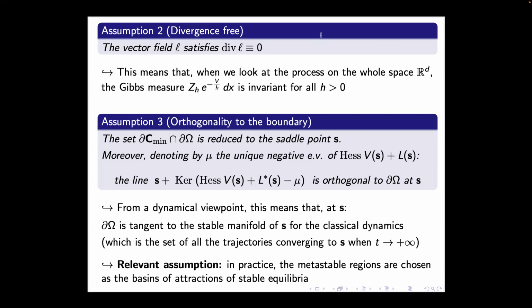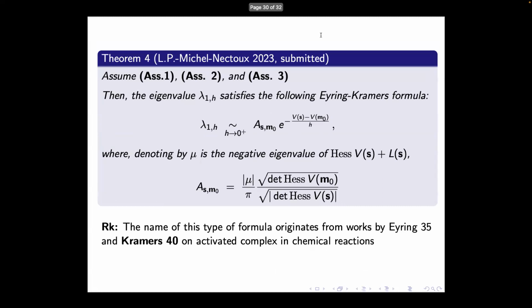So I have not so much time, so I just say what it means from a dynamical viewpoint. It means that partial omega is tangent to the stable manifold of S for the classical dynamics. And the stable manifold is the set of all the trajectories which are converging to S. So this is tangent to my red line, and it's a relevant assumption since in practice the metastable regions are chosen as the basin of attraction of some stable equilibria, and so they contain characteristic curves in the boundary.